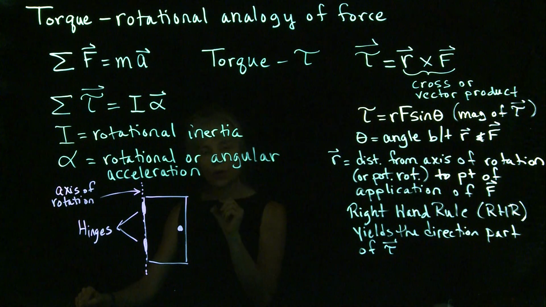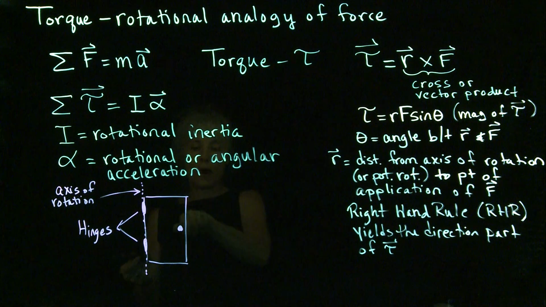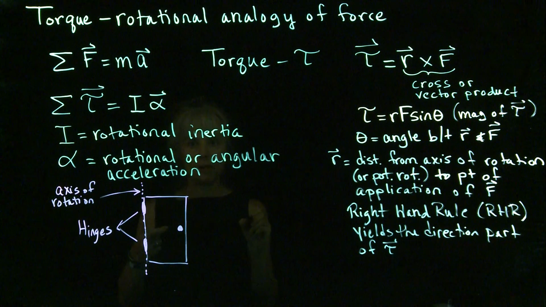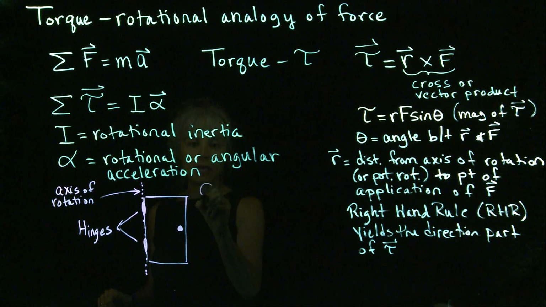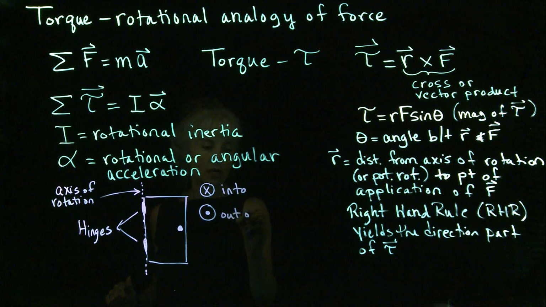And so let's say we're going to exert a force into the glass or into the board. So we're going to grab this door handle and we're going to exert a force in. When we're designating into and out of, in other words, we're including a third dimension. The board creates two dimensions, but if we want to add a third dimension, then we can show these directions as an X or a dot. An X means that it is into. A dot means it is out of.